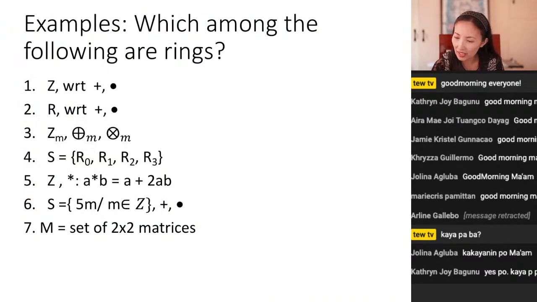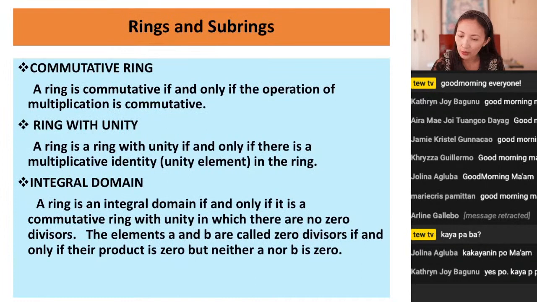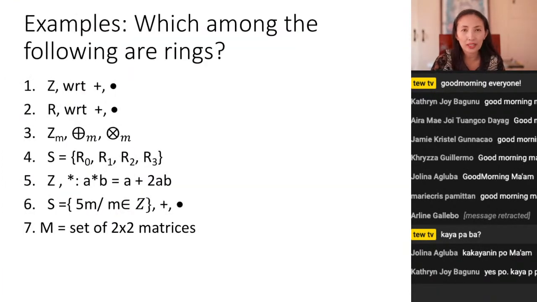Okay, so I think this is the second to the last assignment, the third to the last slide. Which of the following are rings? The set of integers. Is it a ring? Okay, so for the set of integers, we have 2 operations defined on it: addition and multiplication. This circle here is multiplication.